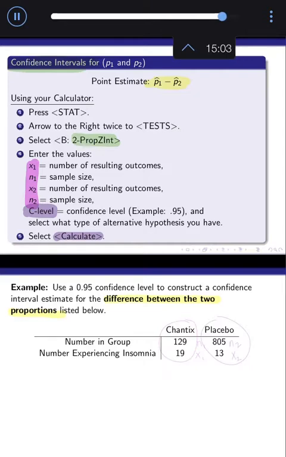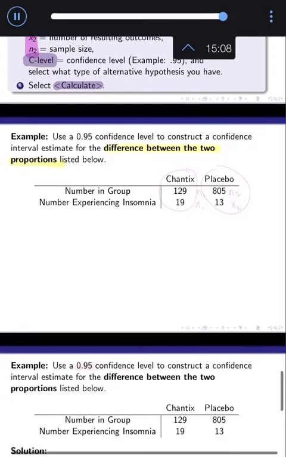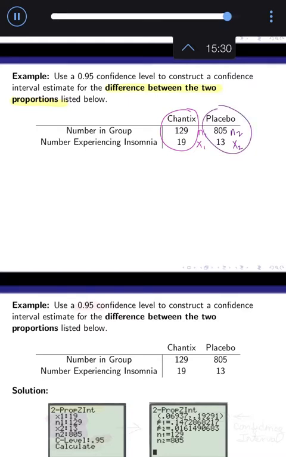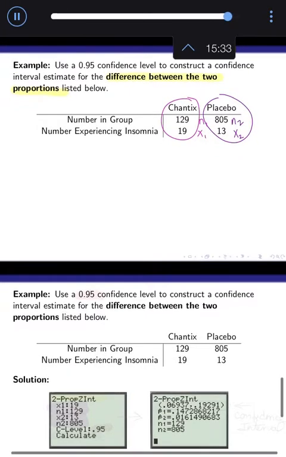So, we've got two sets of information. We've got an x1 and an n1 and an x2 and an n2. So here's our first group of information, the Shantics. So we have an x1 and an n1. Remember, the n is the total. And we have an x2 and an n2. Two groups, Shantics and placebo.